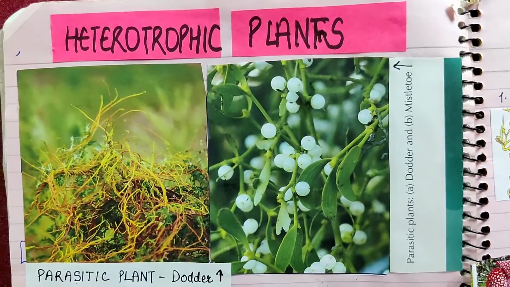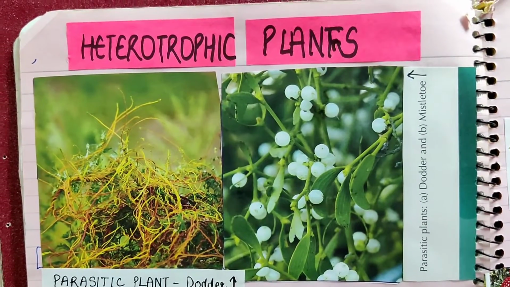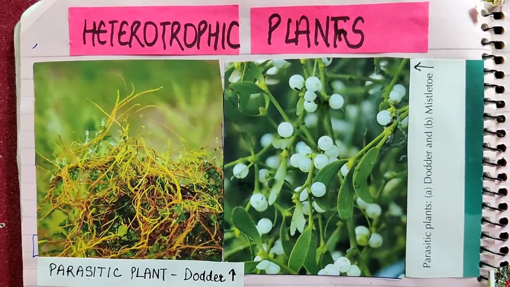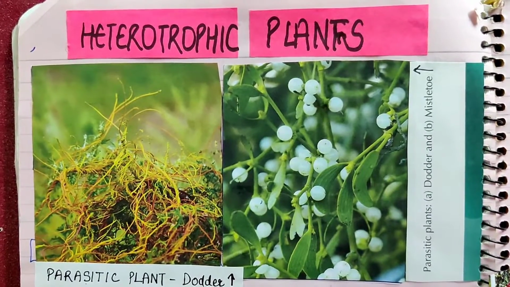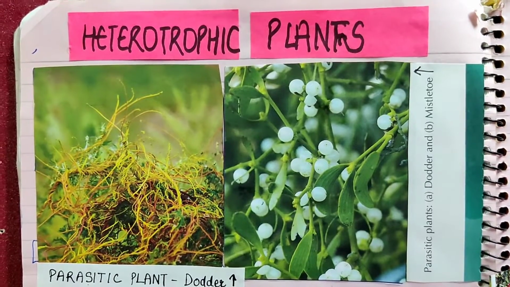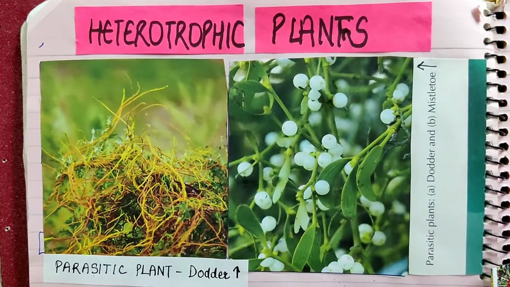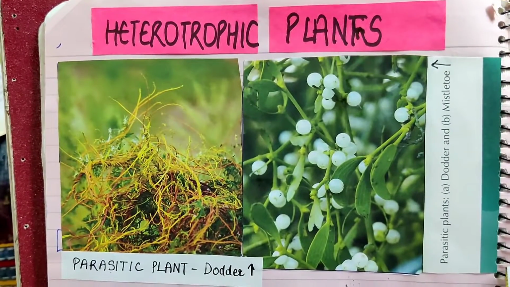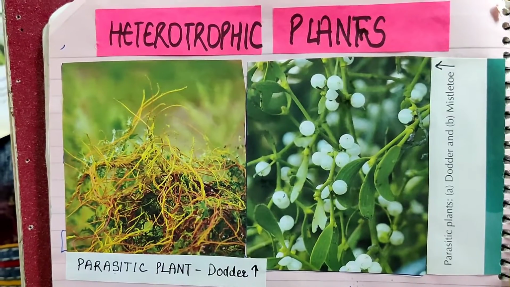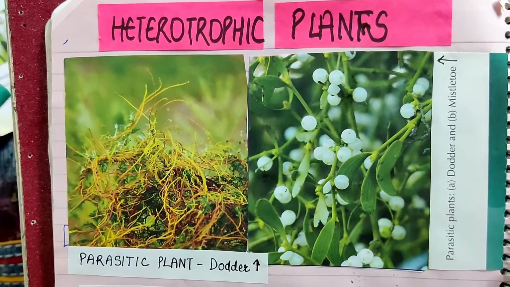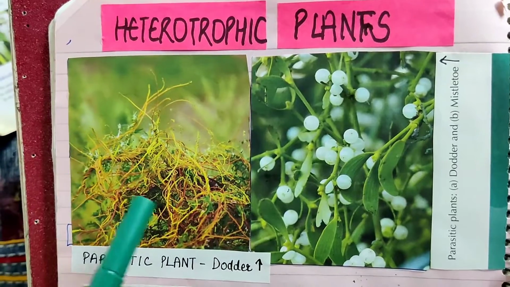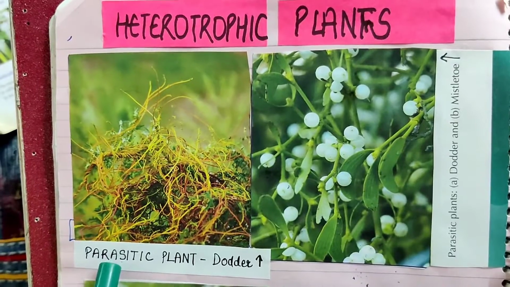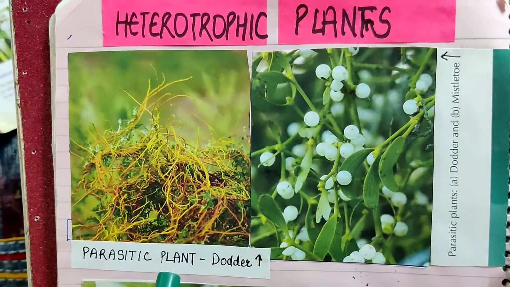Welcome back, class. Today we are going back to the heterotrophic mode of nutrition. As you know, heterotrophic organisms, heterotrophs, are the organisms which show heterotrophic nutrition. These organisms do not prepare their own food, but they directly or indirectly depend on other organisms, plants or animals, for food. In this heterotrophic nutrition, we are going to take up the first category, that is the parasitic nutrition.